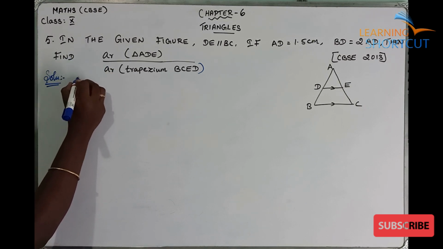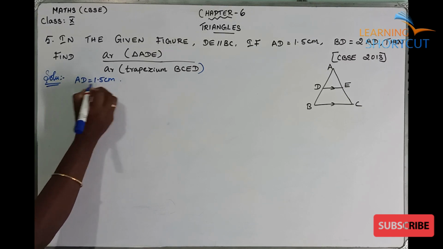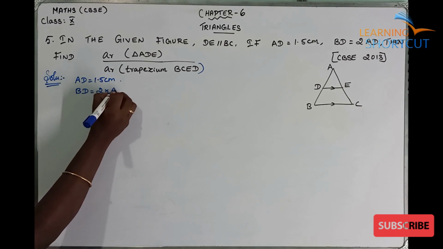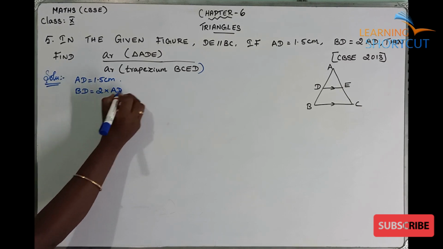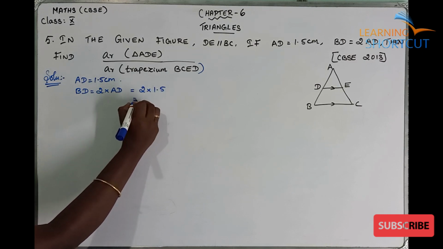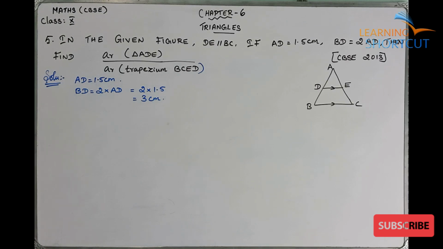So they have given AD will be equal to 1.5 centimeter and BD will be equal to 2 into AD, right? So they have given the value of AD, we can substitute here. So 2 into 1.5 will be equal to 3 centimeter, right? So we have got the value of BD also, that is 3 centimeter.